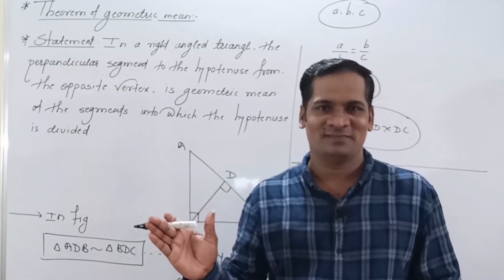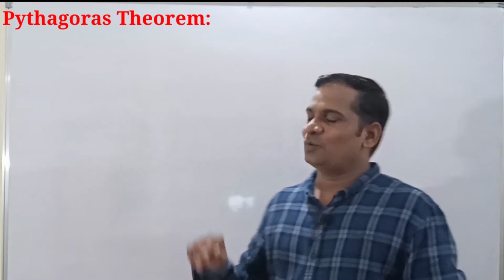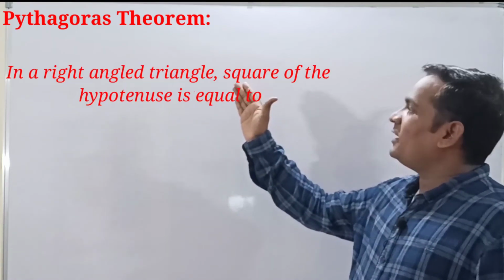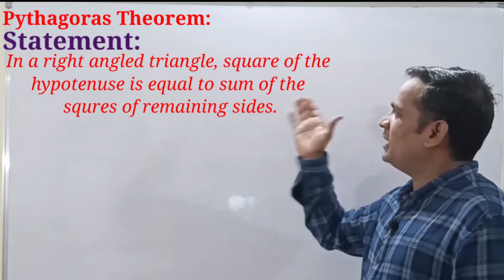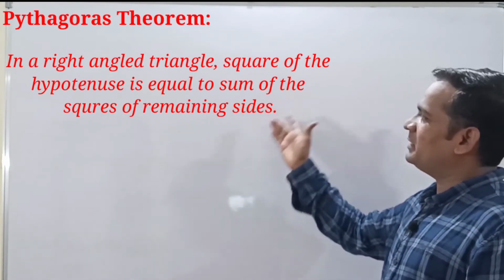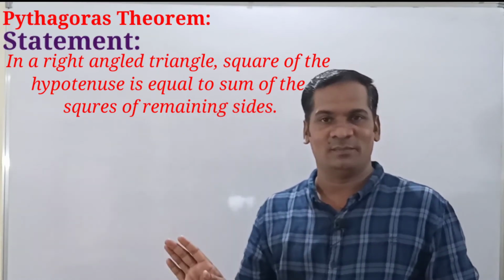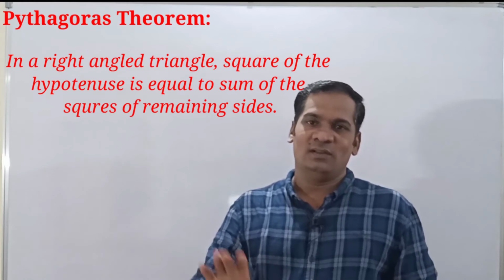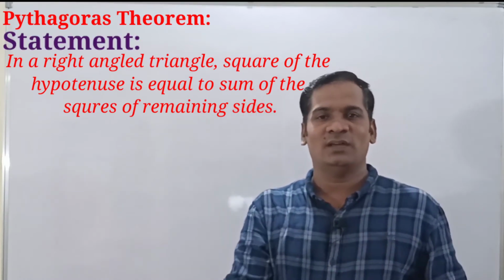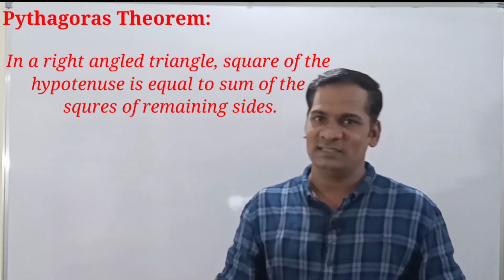Okay, so let's move toward the next point, that is Pythagoras theorem. So let's discuss Pythagoras theorem. Now what is the statement of Pythagoras theorem? In a right angle triangle, square of the hypotenuse is equal to the sum of the squares of the remaining two sides. That means we have to prove the square of the hypotenuse is equal to the sum of the squares of the remaining two sides, that means sides which are perpendicular to each other.